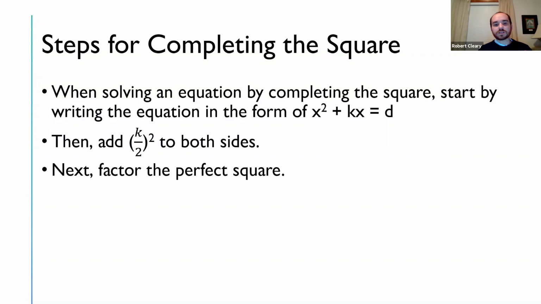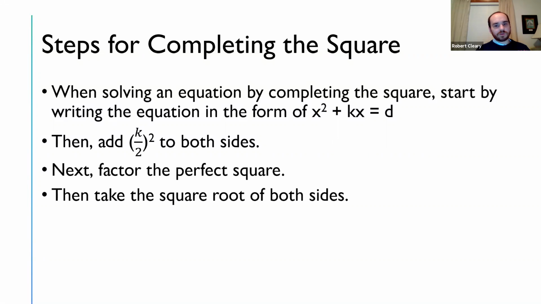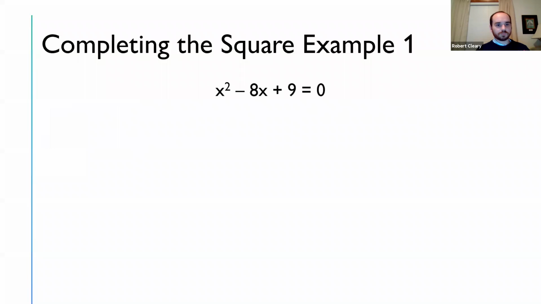Next, we want to factor the perfect square. What this actually will mean is that we're going to have the same number that's multiplied by itself twice. And then we take the square root of both sides, and then we solve for x. So let's look at an example.